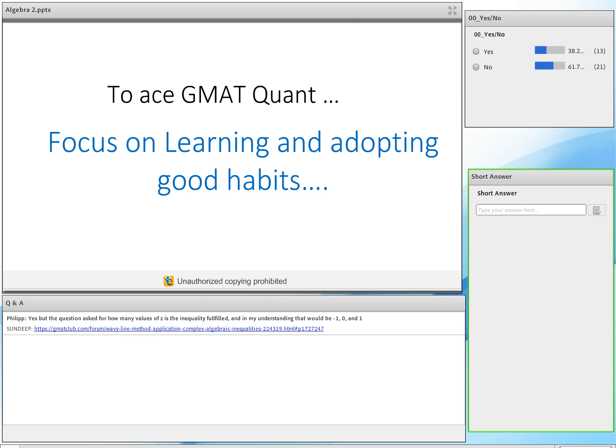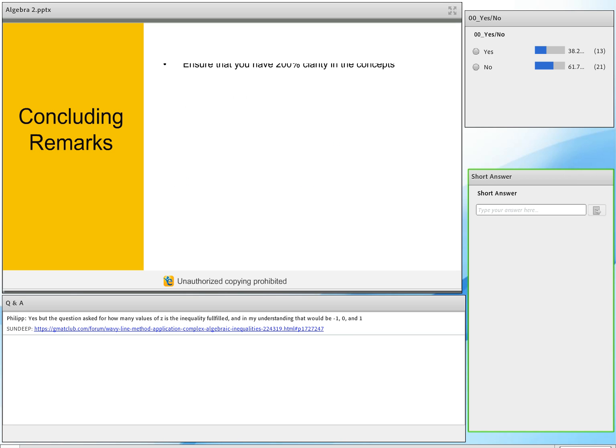So to ace GMAT Quant, focus on learning and adopting good habits. Okay. So as next steps, what I would say is make sure that you have that 200% clarity in concepts. Okay, not 100%, but 200%. Make sure that you solve questions in a step-by-step manner. Okay, become an active reader of question statement.